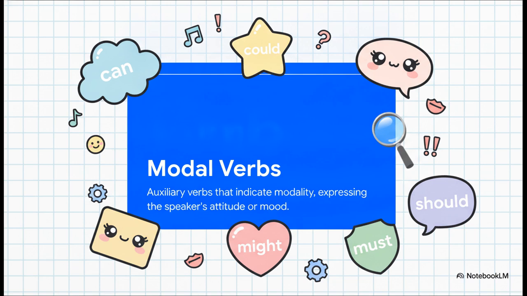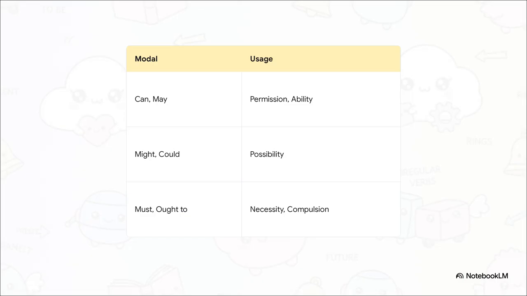And what makes them so unique? They absolutely never change their form. No way. You will never add an s, ed, or ing to a modal verb, and they never use the word to before the main verb. Just think about how much power these tiny words hold. If you use can or may, you're giving permission or showing ability.